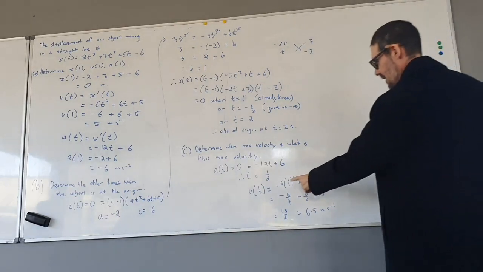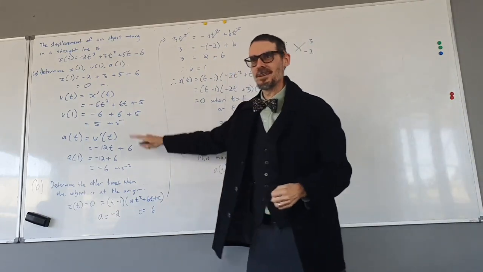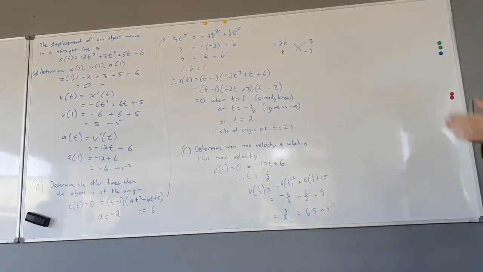You could put in velocity at 0. You've already done velocity at 1. Convince yourself it actually is a maximum. I'm too lazy.